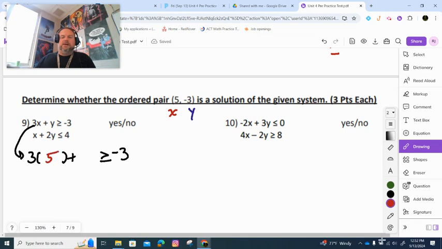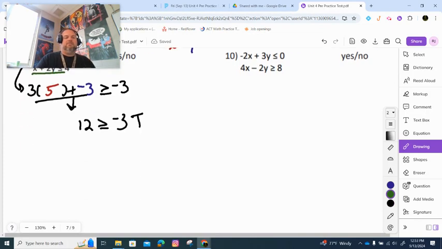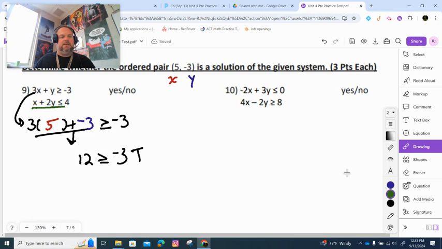So this is 5. This is -3. All right, if I were to plug all this into the calculator, okay, I should get 12. Is 12 greater than -3? Yes. Okay. And then plus 2. So 5.